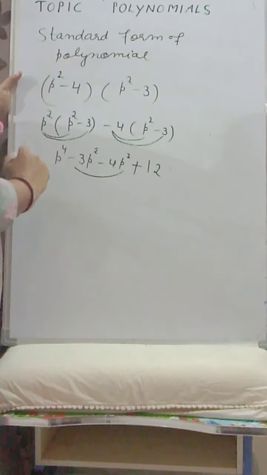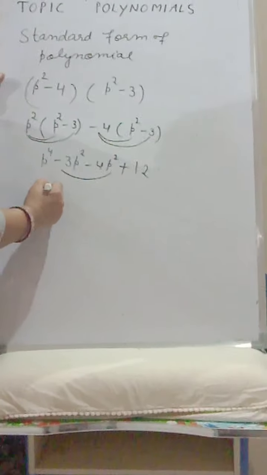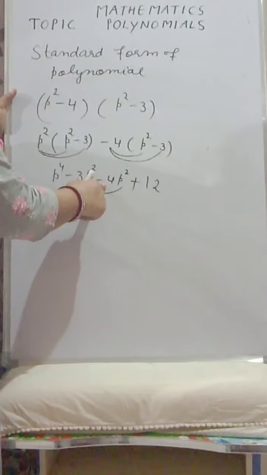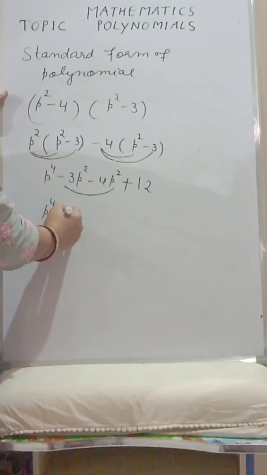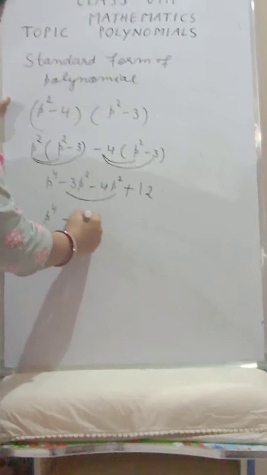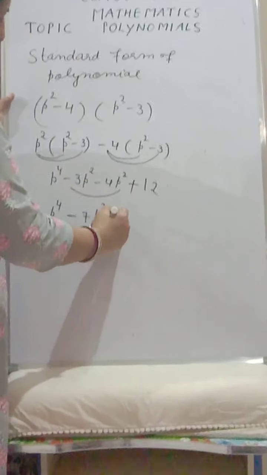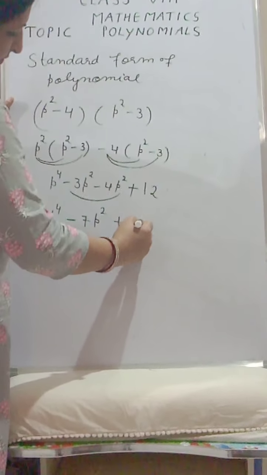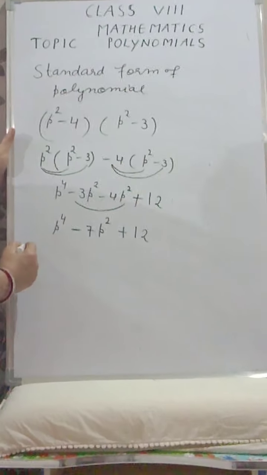Now these are like terms. Now you have to solve these like terms. First term will be same, p raised to power 4. Minus 3 and minus 4 both are negative. In addition we will add and we will put the sign negative. 7p raised to power 2 and plus 12. Standard form.